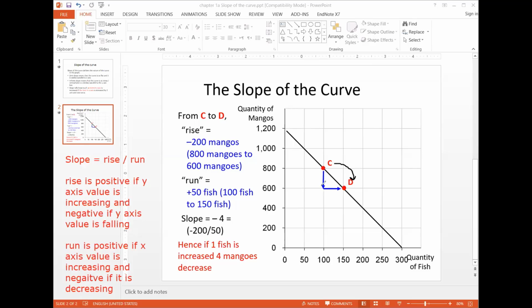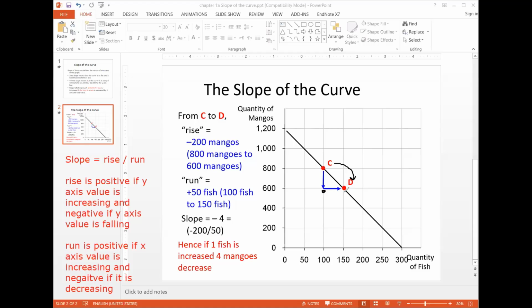So first of all, you go down from C to this dot. When you go down, you can notice that there is no change in the x value. It is 100 at this point, it is 100 at this point. So what is changing? The quantity of mangoes. And how is it changing? It is decreasing. So when you're moving from C to D, first you go down, and down movement is called rise, and because it is going downward, we call it negative rise. So minus 200 mangoes.